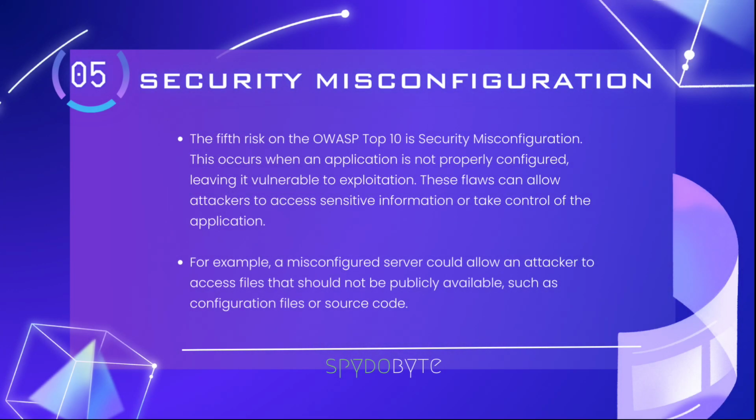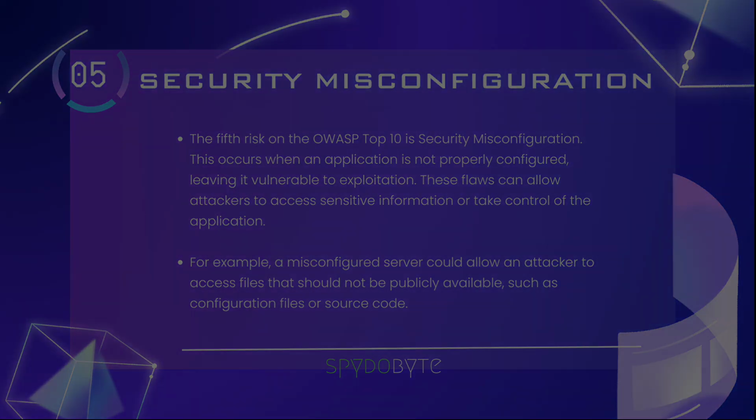5. Security misconfiguration. The fifth risk on the OWASP Top 10 is security misconfiguration. This occurs when an application is not properly configured, leaving it vulnerable to exploitation. These flaws can allow attackers to access sensitive information or take control of the application. For example, a misconfigured server could allow an attacker to access files that should not be publicly available, such as configuration files or source code.